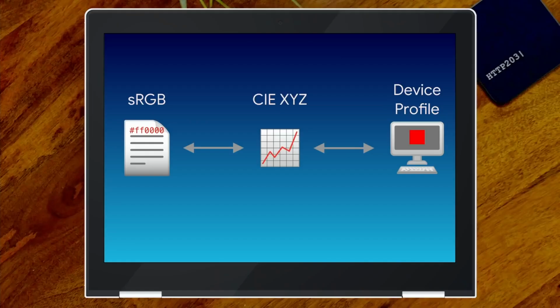But I mentioned in the last video that XYZ is the common denominator, the one that we use for conversion from one color space to another. Instead of going straight from color space A to color space B, every conversion goes via XYZ. It's like the source of truth color space to convert between all the color spaces that are out there. And that's exactly what Safari is doing.